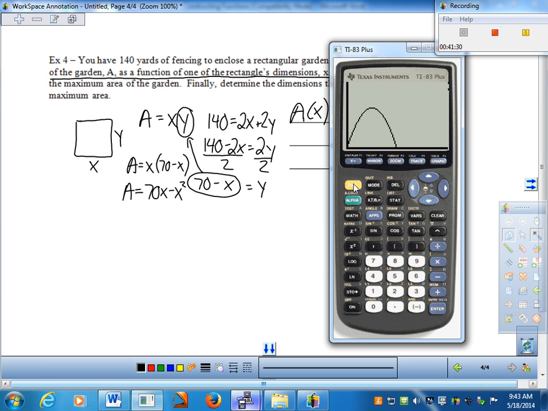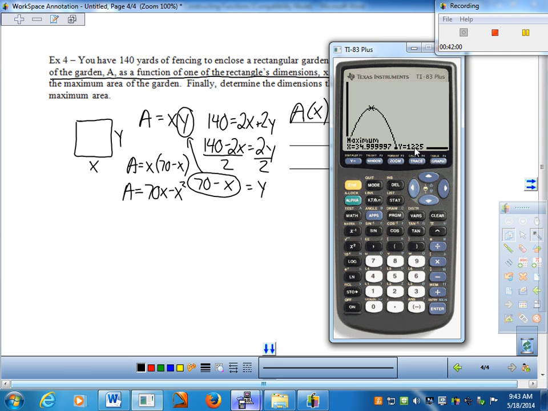Nice. Let's go get a maximum right in there. So maximum right in there, number 4. Let's get that going now. Go to the left of it, of course. Hit enter. Move it to the right, of course. Hit enter. Enter one more time, and there we go. Again, this is what my calculator gave me in terms of the x value. Just know that that is 35.